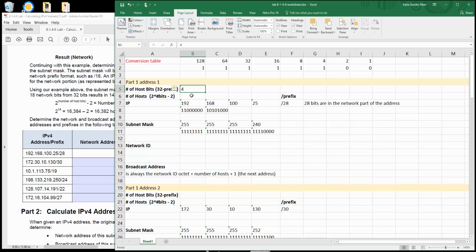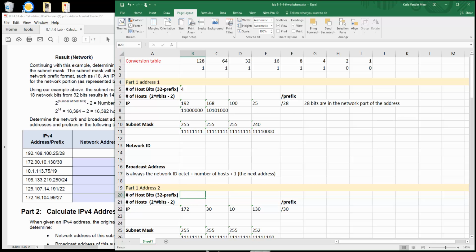Okay, the number of host bits. What I just explained before we went into subnet mask is that the number of host bits is equal to how many bits are not part of your network. There's 32 in total. If 28 are part of the network, there's 4 part of the host.